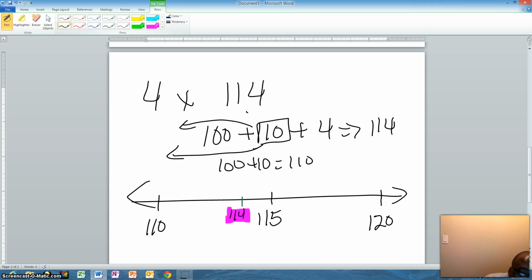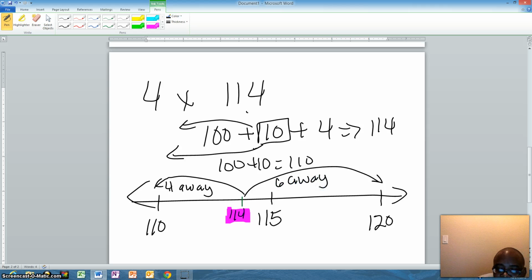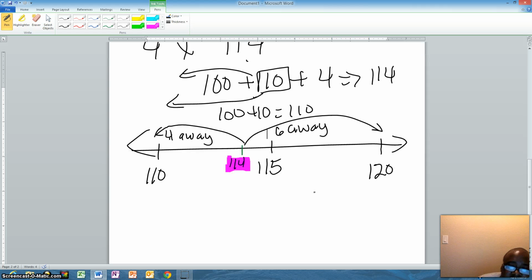Again, let's draw our lines. 114 is 4 away from 110, and it is 6 away from 120. So it's closer to 110. So 114 rounds to 110.